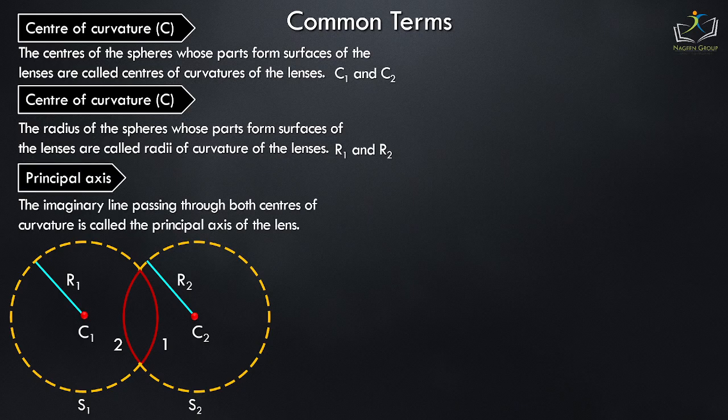Now let's talk about the principal axis. The imaginary line that is passing through both centers of curvature is called the principal axis. It is the line which is passing through C1 and C2.